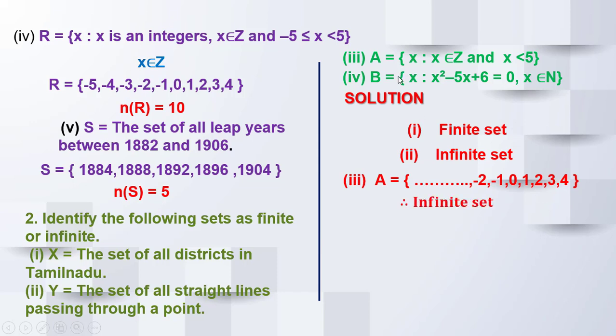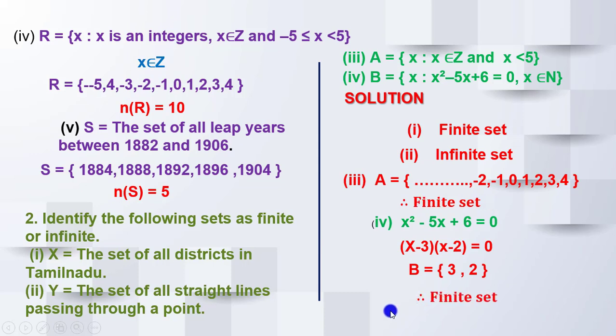Now let us see the fifth one. The fifth one is the set containing x elements such that x square minus 5x plus 6 equal to 0, where x belongs to natural numbers. Now we know how to factorize x square minus 5x plus 6 equal to 0. If we factorize, it becomes (x minus 3)(x minus 2) equal to 0. That means x equal to 3 and x equal to 2. That is our B set. So B equal to {3, 2}. It is countable. Therefore the set is a finite set.